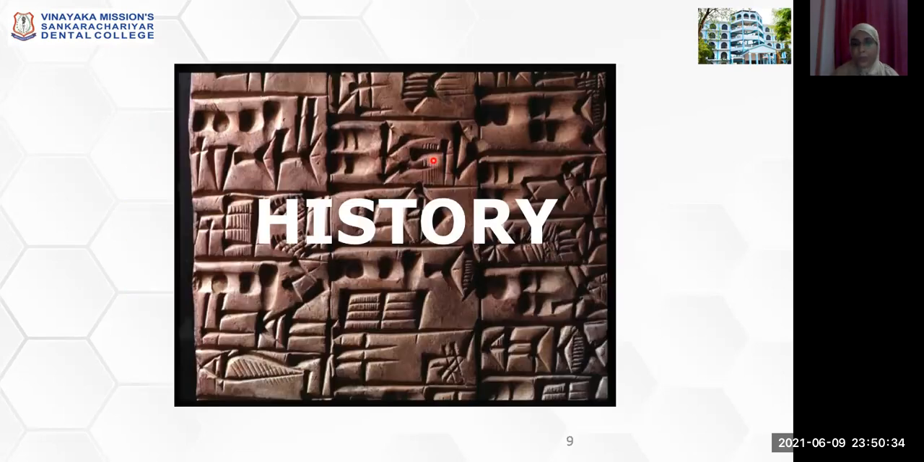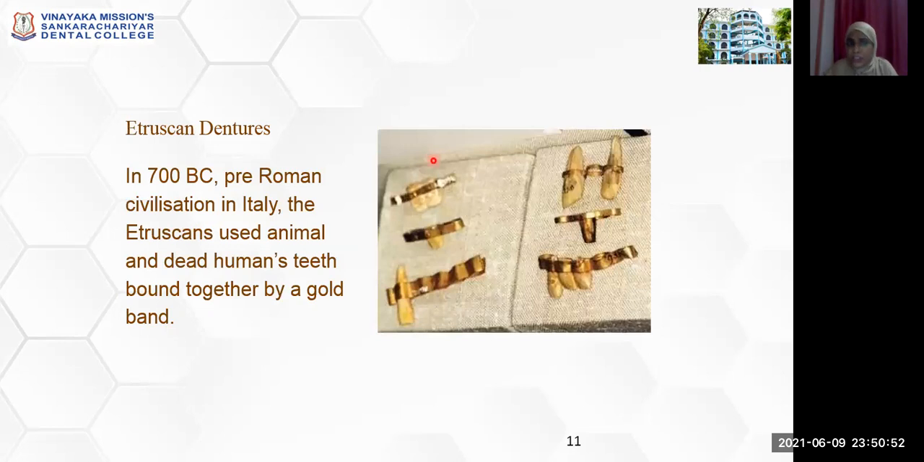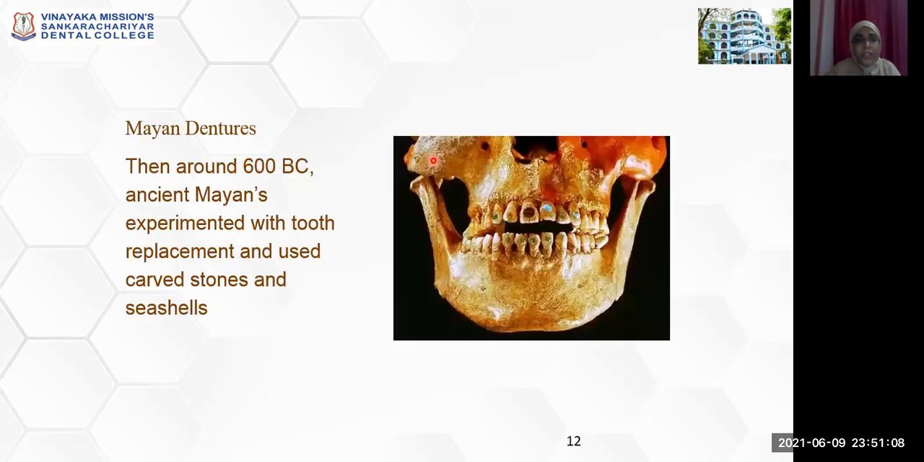Okay, so if you see, dating back to around 2500 BC, you had these Mexican dentures. Okay, all the animal teeth were used in these dentures. Fine, this was around 2500 BC. Then came the Etruscan dentures in 700 BC during the pre-Roman civilization. Okay, they again used animals' teeth. Also, they used teeth from humans who were dead, and they used to bond it together with the help of gold bands. Fine. Then we had Mayan dentures, which are again around 600 BC.